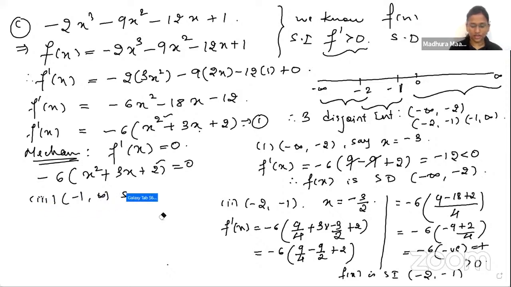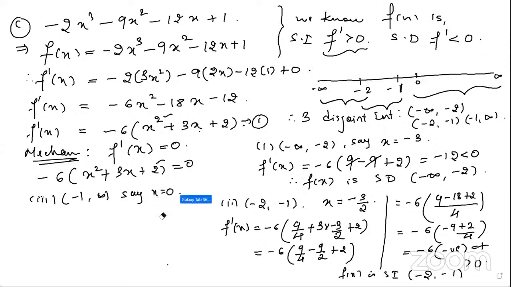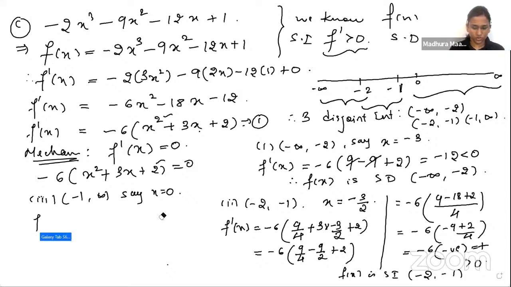So from this, take any value of x. Shall I take 0? Yes, ma'am. Okay, 0 will be convenient. In whichever interval 0 lies, always take 0. It will be convenient to conclude your answer.